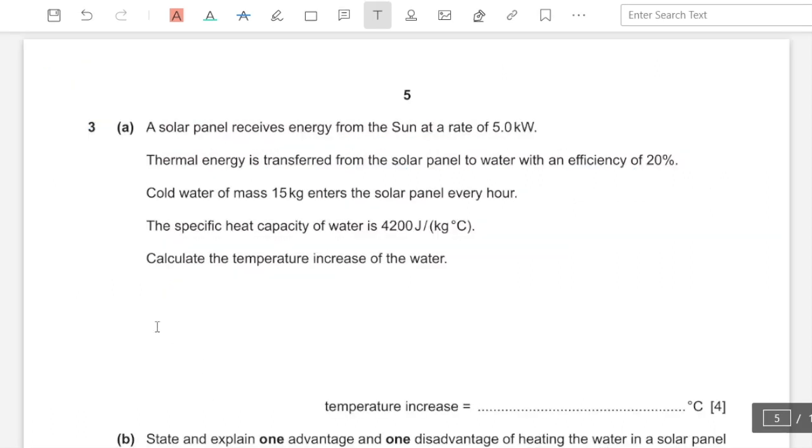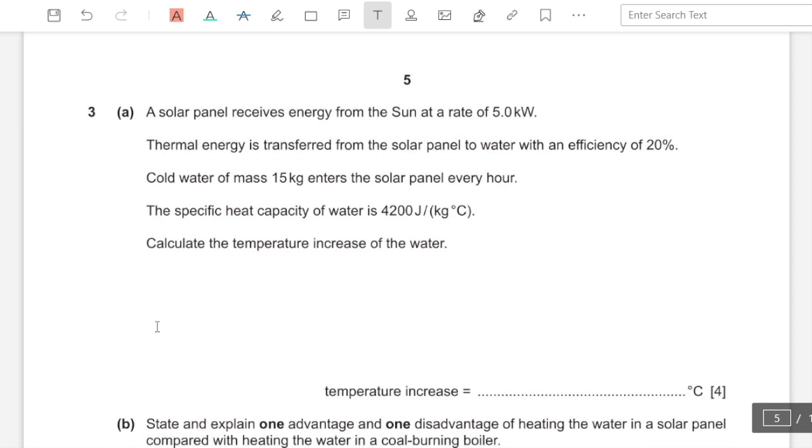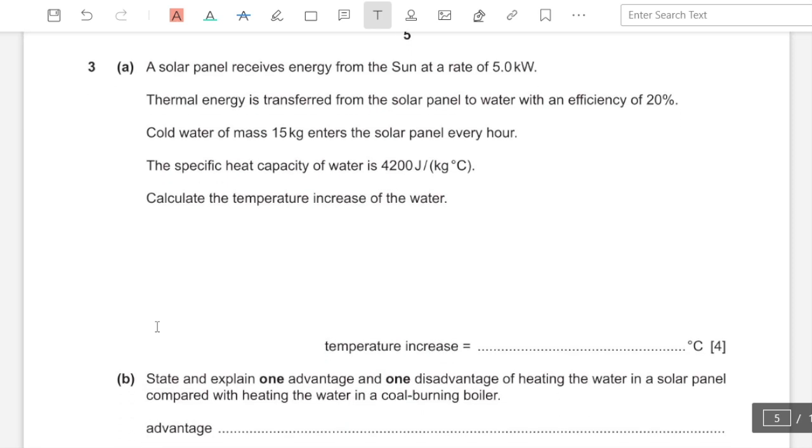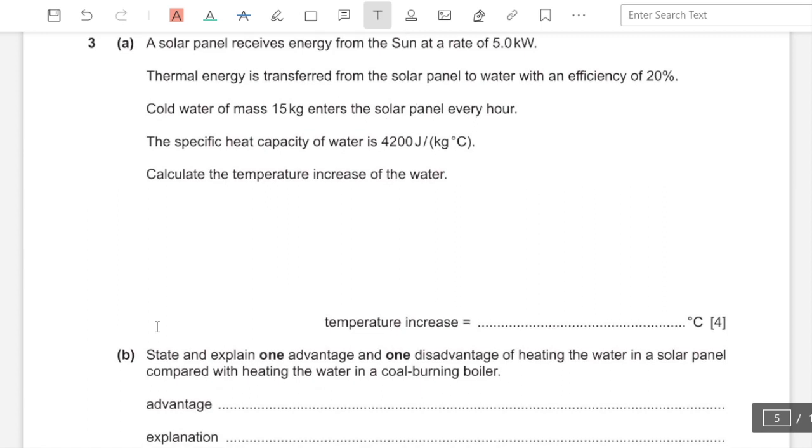Question 3a. A solar panel receives energy from the sun at a rate of 5 kilowatts. The thermal energy is transferred from the solar panel to water with an efficiency of 20%. Cold water of mass 15 kg enters the solar panel every hour. The specific heat capacity of water is 4200 joules per kg degree Celsius. Calculate the temperature increase of the water.